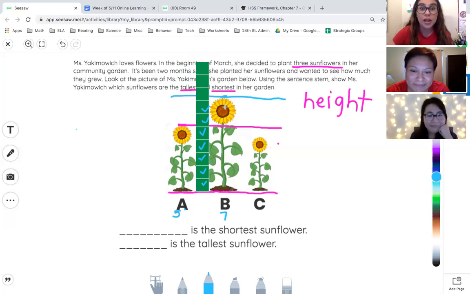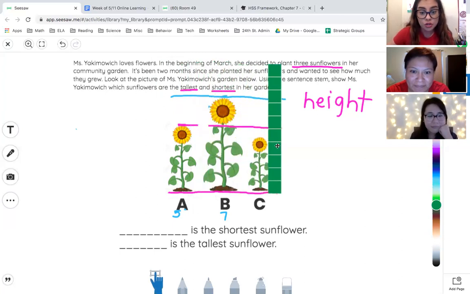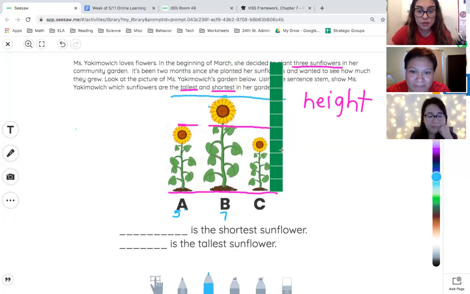So 7 squares tall. Okay, now let's go to our last sunflower, sunflower C, and let's move our measuring tool to that side. So here we go. And then I'm going to use my marker to count. All right, 1, 2, 3, 4. So this one is about 4 units tall. So now we have a numerical tool to help us and see how tall it is in terms of numbers. And let's see if that's any different than what we expected.